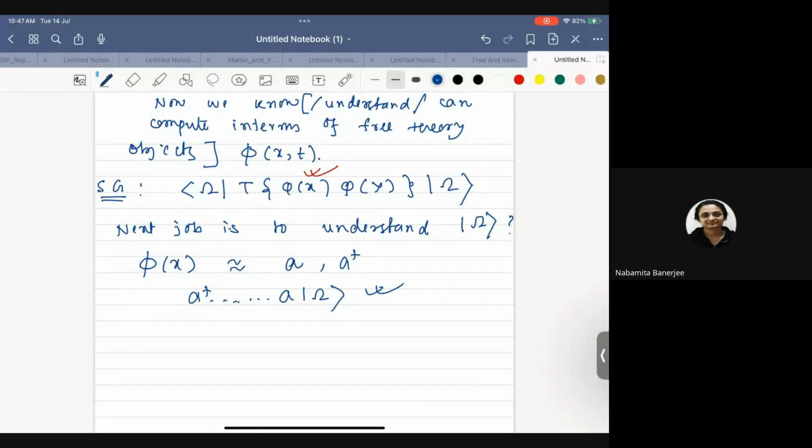If I want to do the calculation, just understanding the operators is not enough. I also have to understand this state, and that's what we will do in the remaining time. I hope it's clear. So the next job is to understand this. Good, so let me do that.